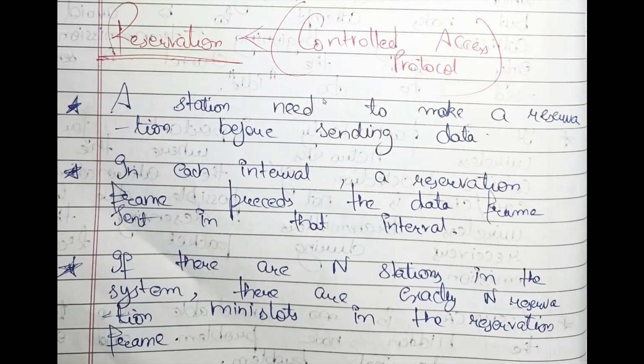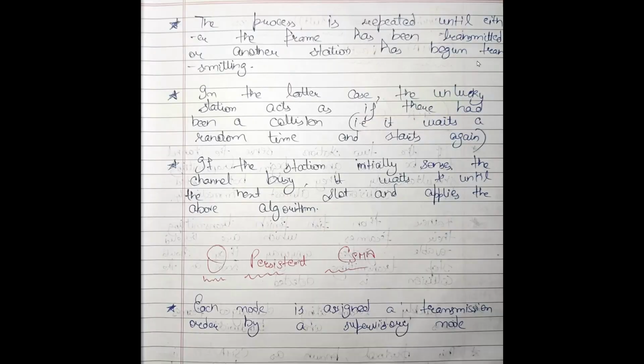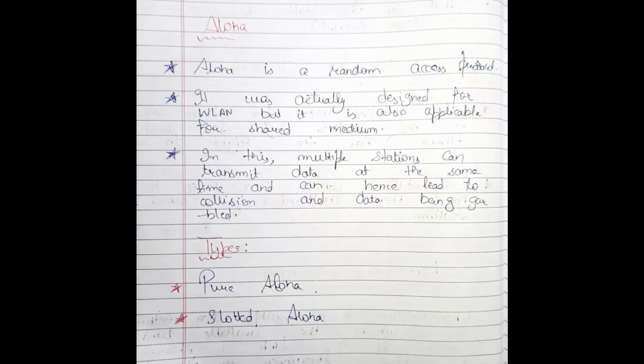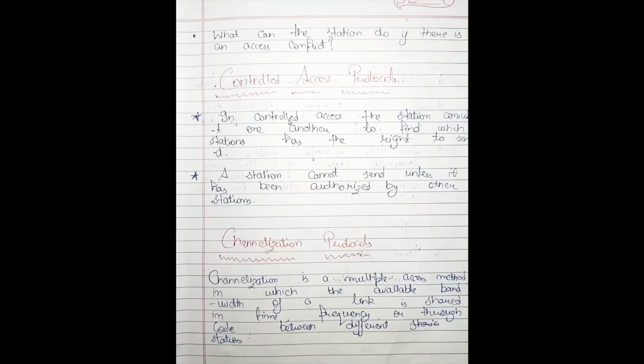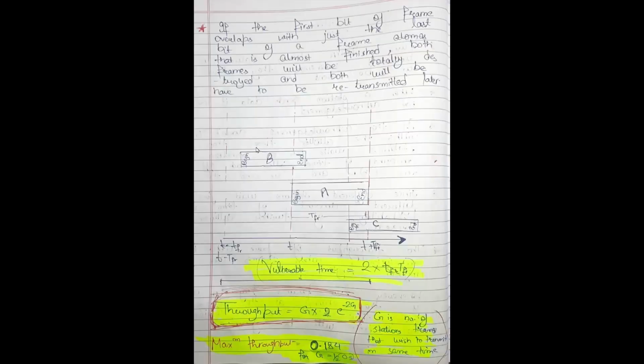Now coming on to reservation. This is a controlled access protocol. So basically we know that a controlled access protocol is sort of a centralized system, with sort of a controller. If you remember, let's go back and see here. Controlled access protocol: in controlled access, the stations consult one another to find which station has the right to send. A station cannot send unless it has been authorized by other stations.